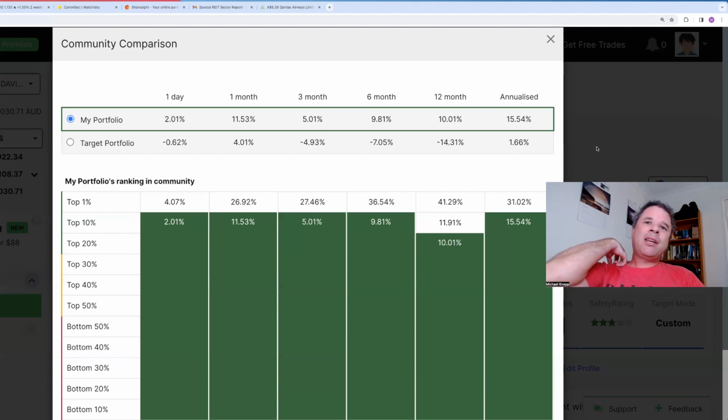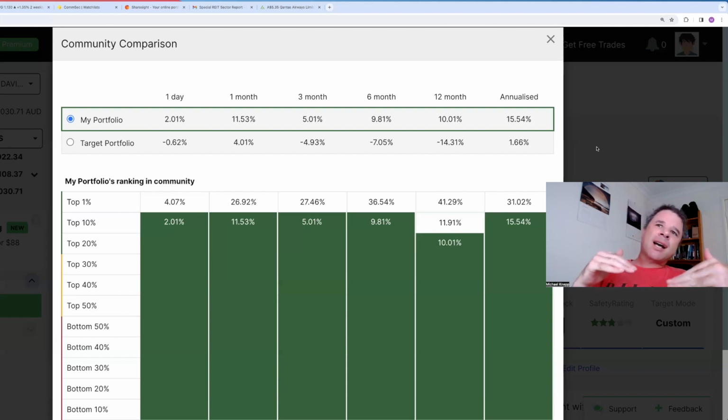Now, I don't only use Selfwealth, I also use Superhero, and I also invest through my superannuation fund, which is with Net Wealth. But I think I've mentioned before that I have had annualized returns of about 18% per year, and this goes back about 10 to 12 years. And this sort of verifies that: 15.54% annualized returns, 10% in the past year.